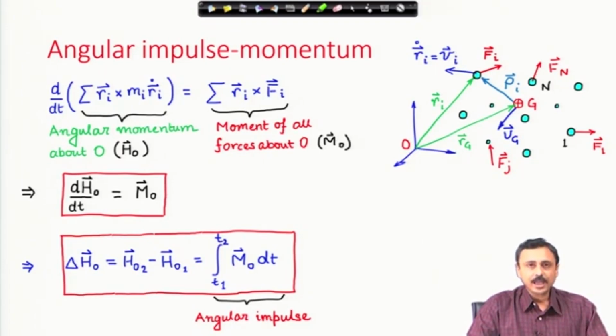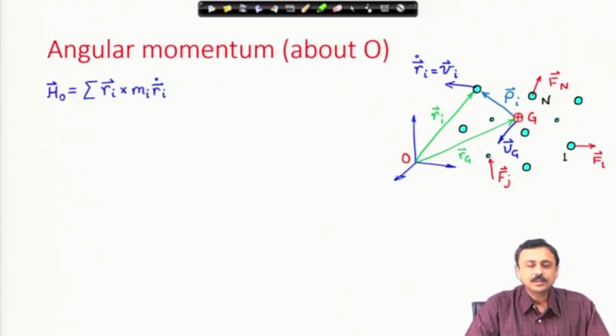The change of angular momentum, if I look at two time instants t1 and t2, is equal to the impulse of the moment of all forces over this time interval. This is known as the angular impulse. The integral of moment over time is known as the angular impulse. So, this is the angular impulse momentum relation. If the net moment about O is 0, then the angular momentum will be conserved.